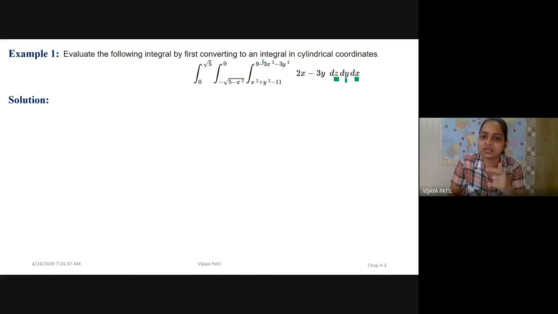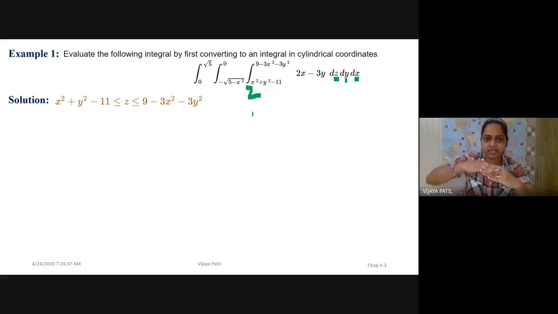Now I need to check the innermost integral and see which variable is missing there. Out of these three, the missing one is z. If you observe, the limits are x square plus y square minus 11 and 9 minus 3x square minus 3y square, so z is missing. So this is the limit for z. That means z is moving from the plane x square plus y square minus 11 as the lower limit to the other plane, 9 minus 3x square minus 3y square.